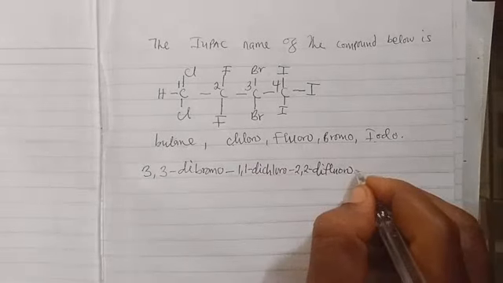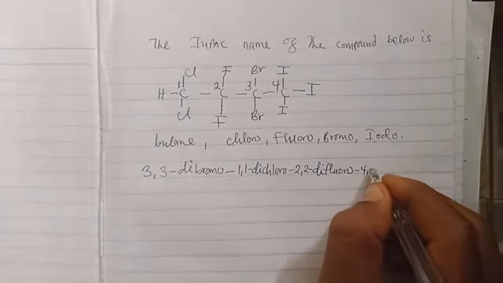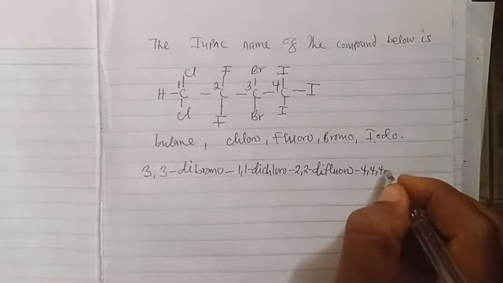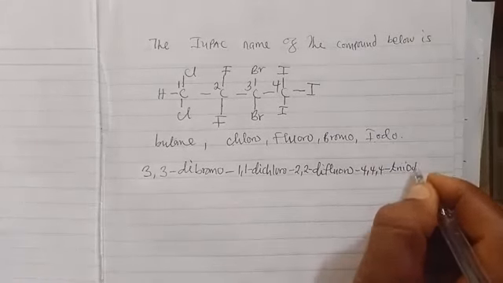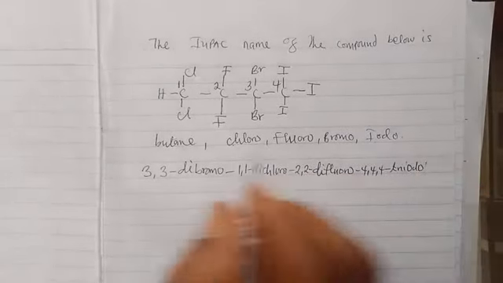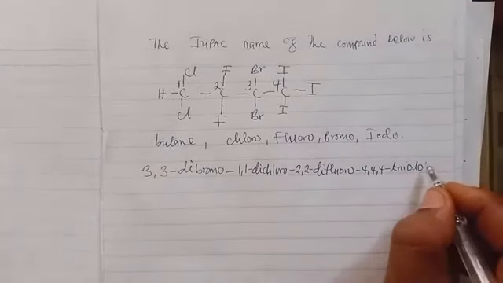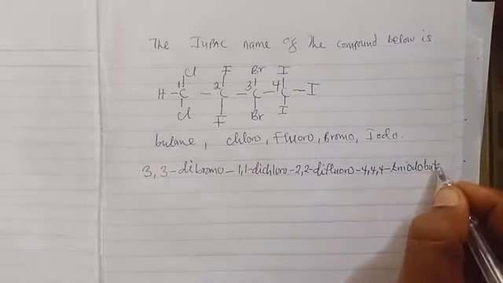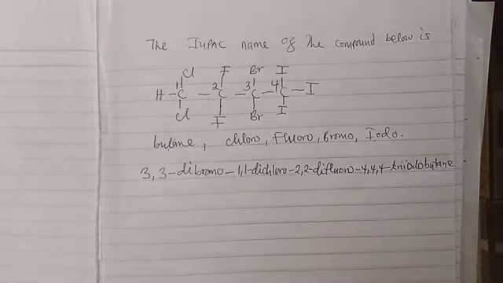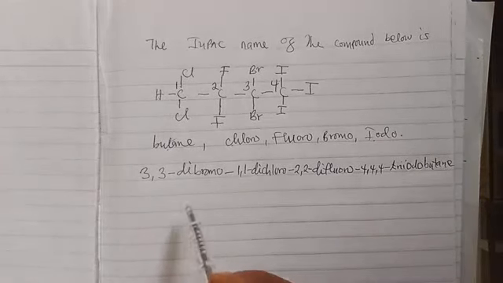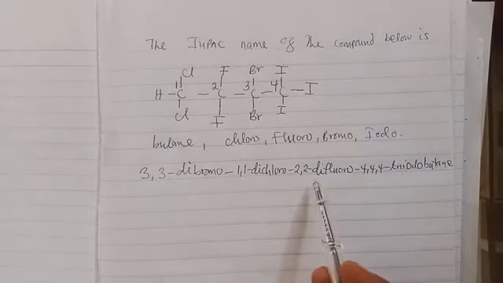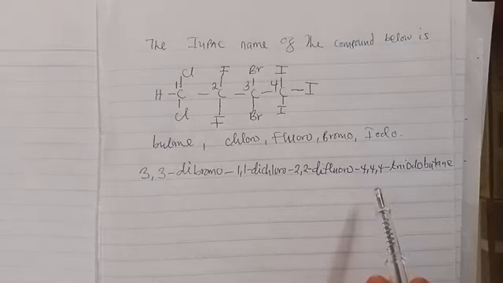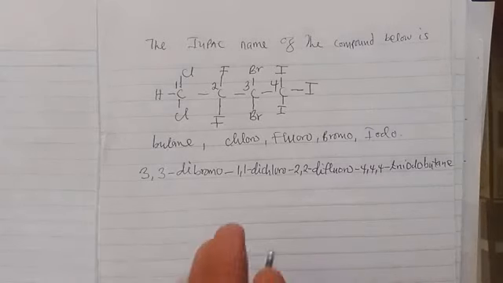It's on carbon number 4. I'm going to have 4, there are 3, 4,4,4-triiodo. And now the parent chain, which is butane or the root hydrocarbon, I will say iodobutane. So the correct name of the compound will be 3,3-dibromo-1,1-dichloro-2,2-difluoro-4,4,4-triiodobutane. So this is how to name this compound.